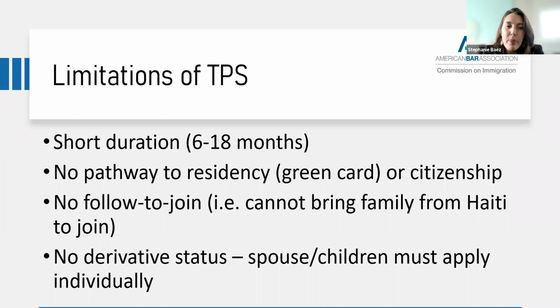But the limitations of TPS is that it's a short-term protection, short duration, generally between 6 to 18 months of protection, unless it's extended for a longer period of time. There's no pathway to residency or to citizenship through TPS. And there's no ability to bring family members over with TPS. So you can't bring family from Haiti to join. Additionally, there's no derivative status, meaning that someone's spouse or children must apply individually. It's an individual benefit.